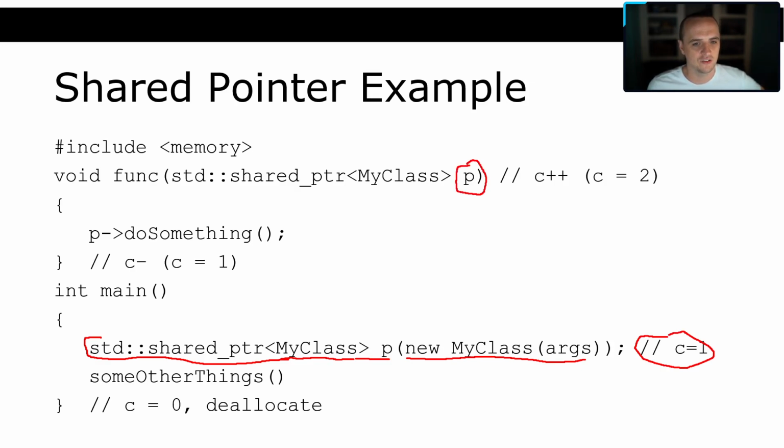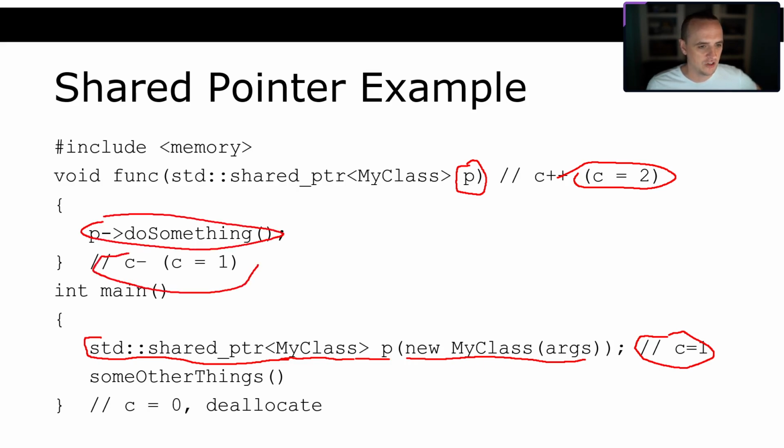Maybe I pass it into this function. Then the reference counter is going to be 2 because we've copied the object. We're going to do something with that data. Then when it destructs, the reference count is now 1. Then I do something else, and then we're going to deallocate it, and it's 0. So I don't even know why I included this slide because it's a little bit confusing.